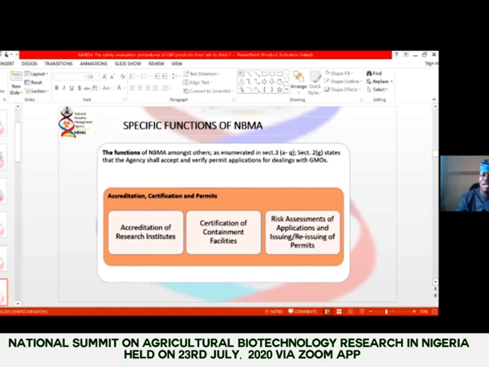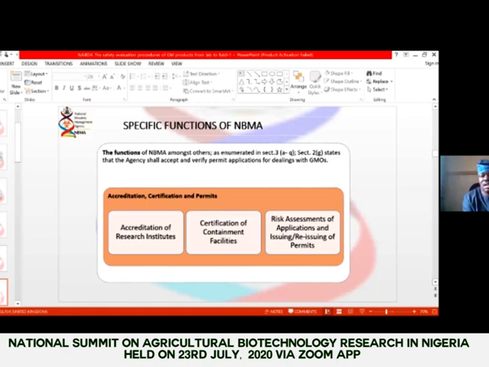Specific functions of the National Biosafety Management Agency. Before any institution in Nigeria carries out genetic engineering, such institution must be accredited to ensure that those institutions have the ability to contain genetically modified organisms and their materials. And we also certify their containment facility, their labs, and greenhouses as well. We also ensure that they are within specific regulations to ensure that they have ability to contain these materials. Then risk assessment applications.